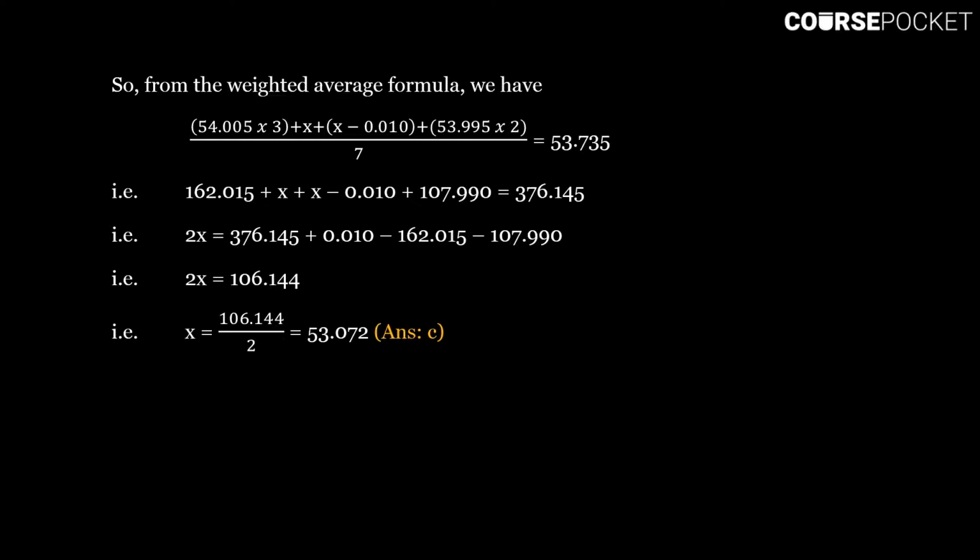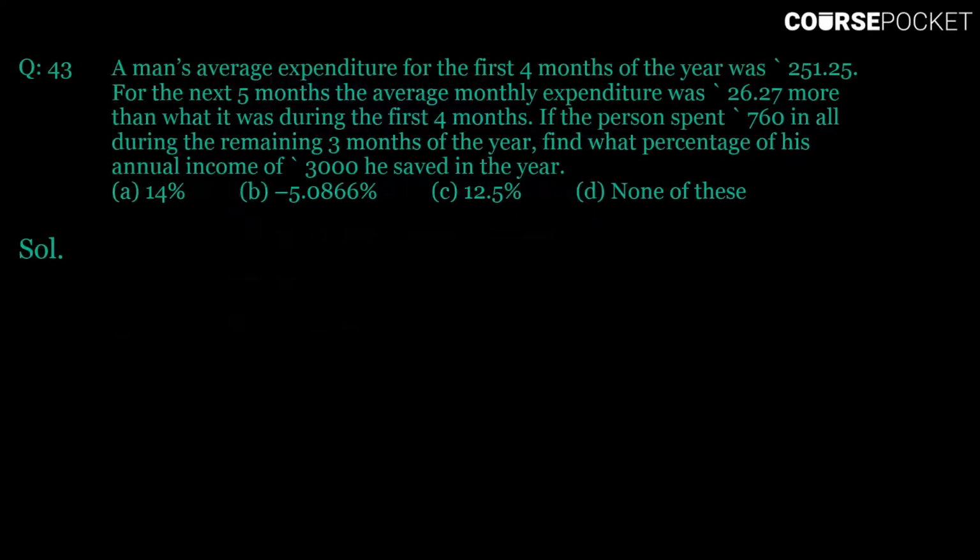376.145. That is x plus x, that is 2x, is equal to 376.145 plus 0.004 minus 162.015 minus 107.990, which gives 2x is equal to 106.114, which means x is equal to 106.114 divided by 2, that is equal to 53.072 gram.